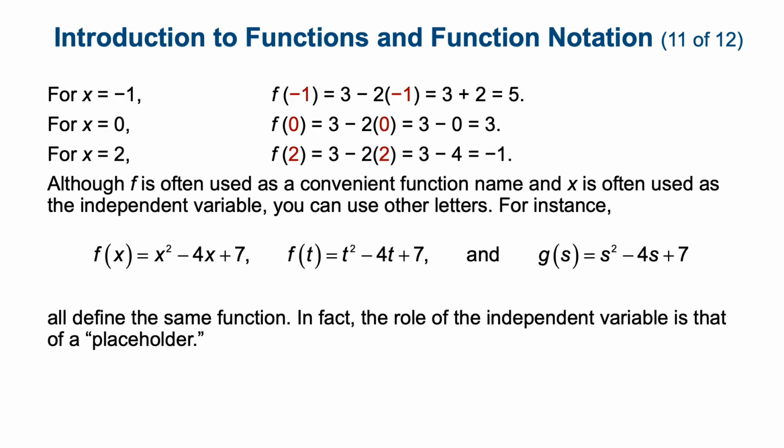So let me show you again. If x is negative 1, when I plug in negative 1 for x in 3 minus 2x, I get 3 minus 2 times negative 1, which becomes 3 plus 2, which is 5. So I'm saying, okay, the value of this function f evaluated at negative 1 is equal to 5. That's a really big mouthful, and you can say that using just a few symbols, which is really nice.